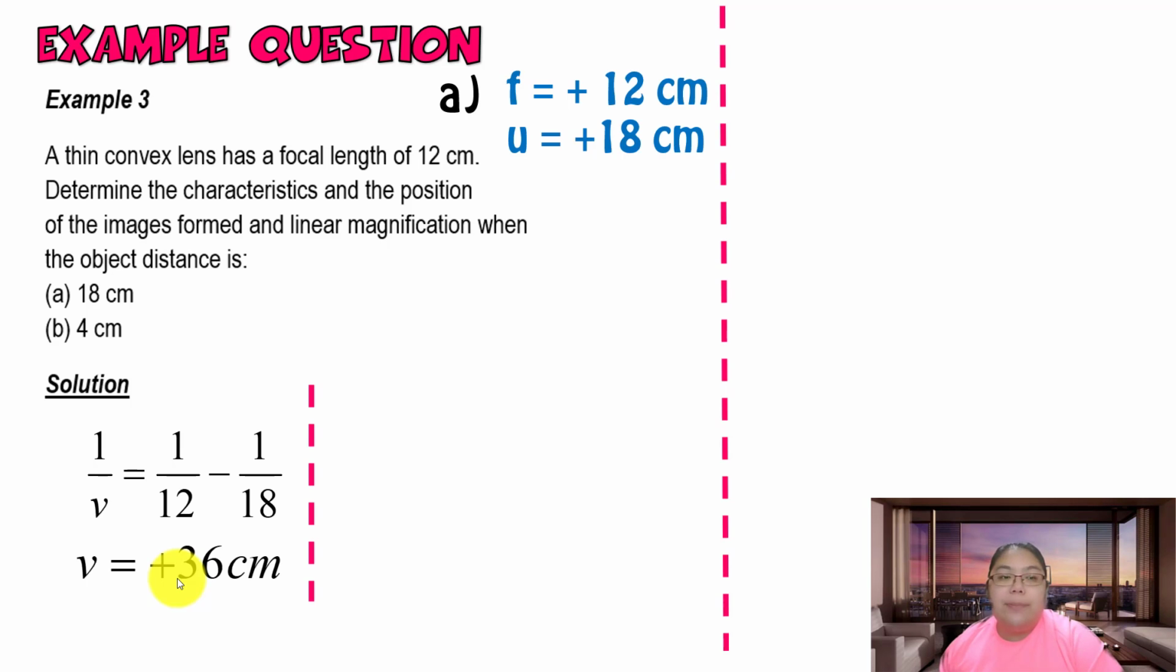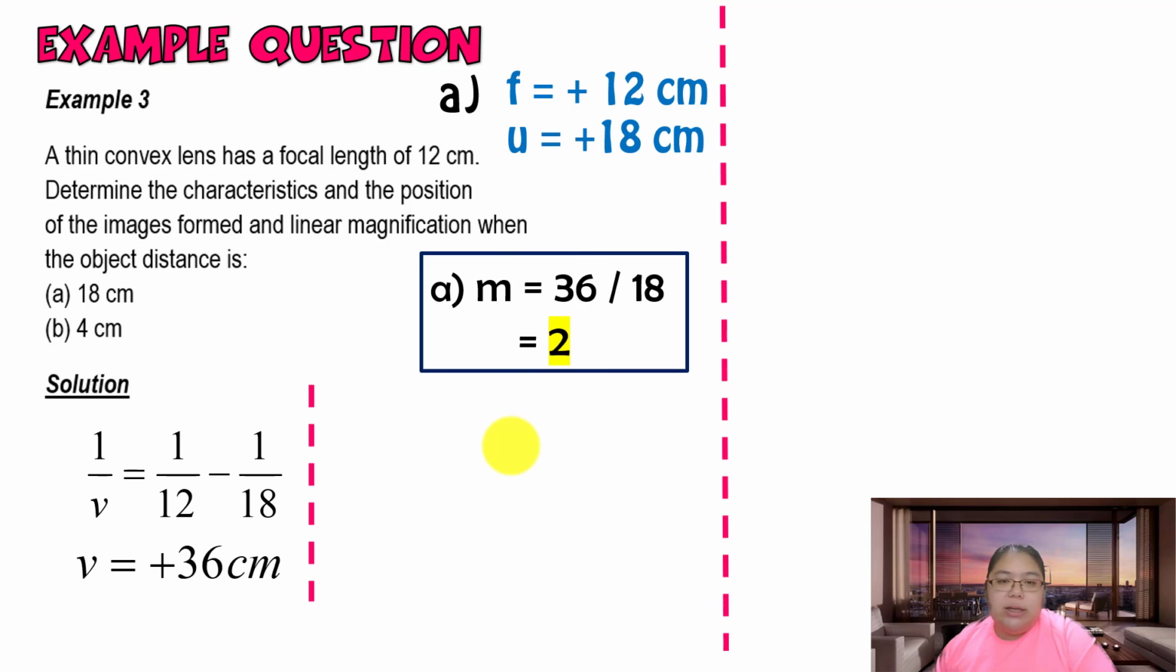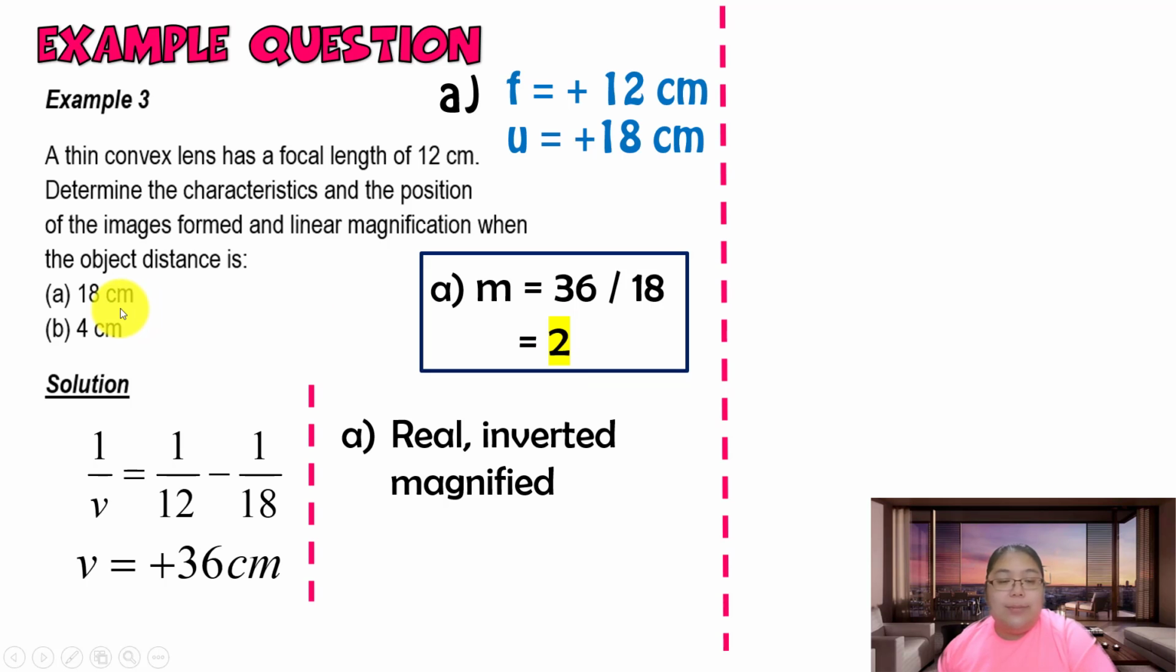Now we need to find the magnification. Magnification M = V/U. V is 36, U is 18, so I get 2. No unit. 2 is the magnification, meaning it is more than 1, so that one is magnified. Last one, I need to give the characteristic: real, inverted, and also magnified. So this is the answer for part A, with the 18 cm object distance.